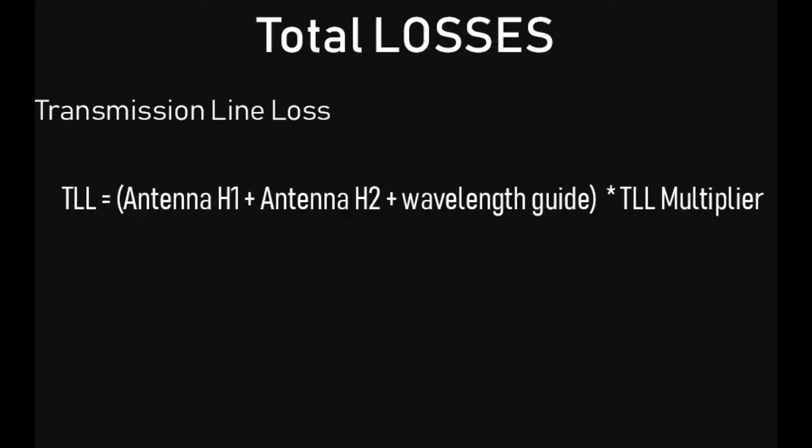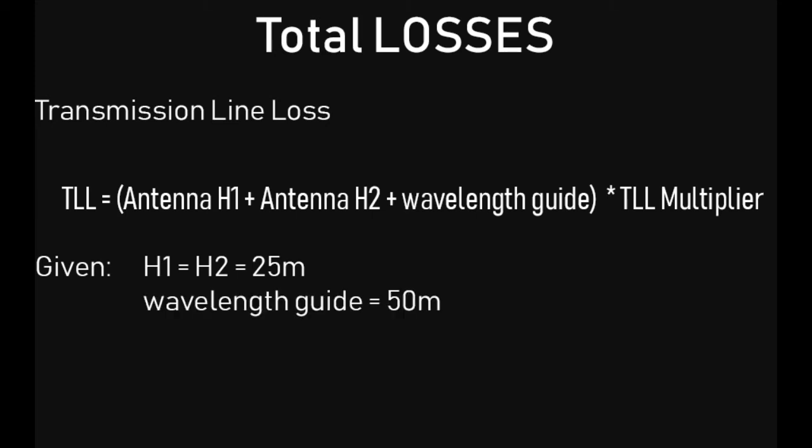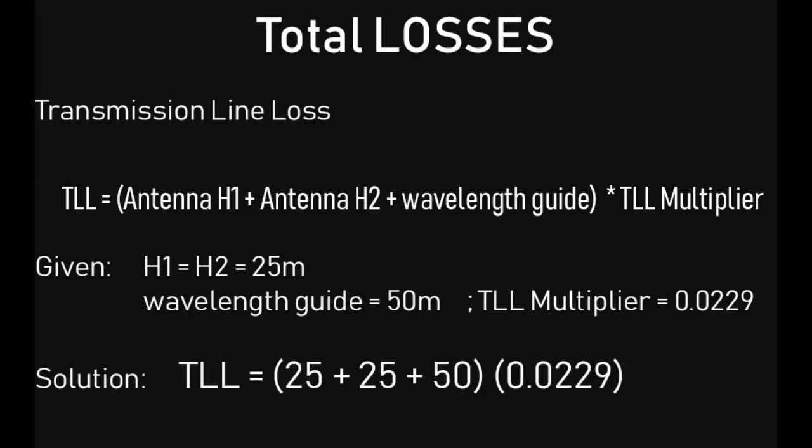In getting the transmission line loss, we'll use the formula, the summation of both antenna heights and wavelength guide multiplied by its TLL multiplier. We'll have 25 meters for our height 1 and height 2. Our wavelength guide will be 50 meters and our transmission line loss multiplier is 0.0229. Our transmission line loss will be 2.29.